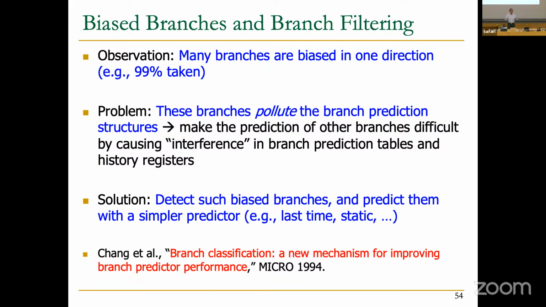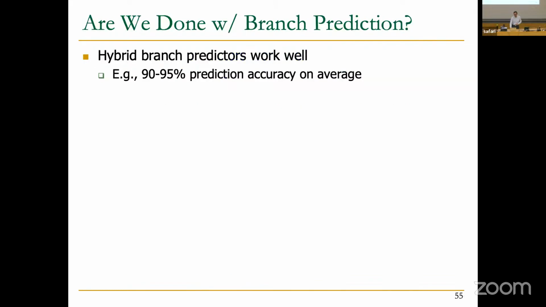You can have another table that says, oh, in this program counter, I index this for the program counter, and more than 99% of the time this was taken. So I'm not going to use all of the other prediction structures for this particular branch. More hardware, but better accuracy. Okay, any questions? So there are a lot of ideas, as you can see.